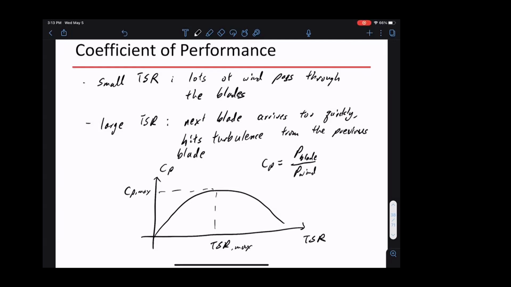So you don't want to turn very slowly, letting all the wind escape between the blades. You also don't want to turn very fast and have lots of turbulence. So what you really want to do is track this. You want to keep track of the maximum performance and change your tip speed ratio. You want to have the correct tip speed ratio. Questions?